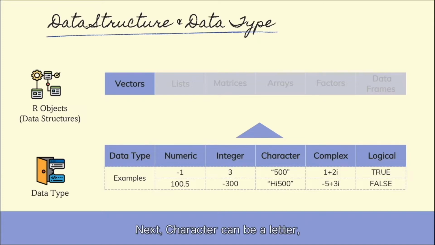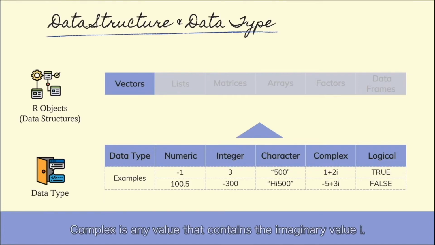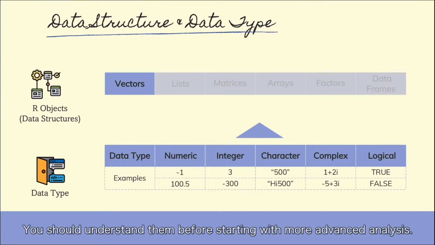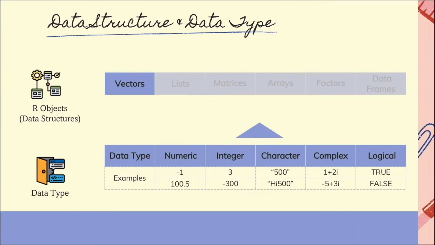Next, character can be a letter or a combination of letters enclosed by quotes. It can also be either alphabets or numbers. Complex is any value that contains the imaginary value i. Last, variables that have a value of true and false are classified as logical variables. This classification of data structures and data types are the fundamental of R language. You should understand them before starting with more advanced analysis.